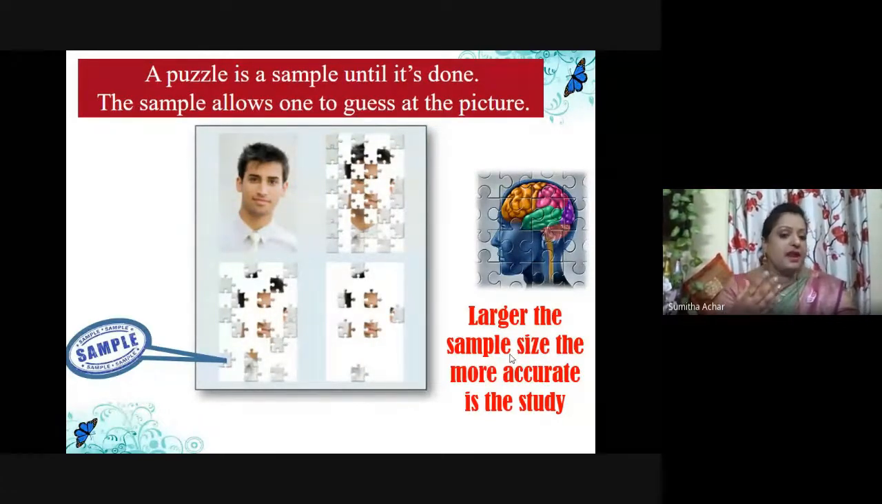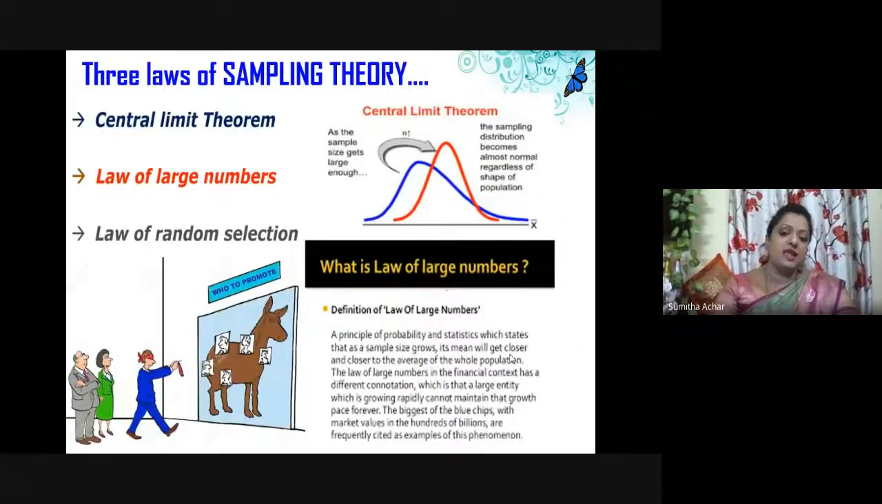Keep in mind, it's better to go for a sample study, but at the same time, you should look at the feasibility as well, right? To understand sampling theory, there are three important laws: the central limit theorem, the law of large numbers, and the law of random selection. If you look at statistics books, it takes ages to understand this concept, but let me put it in a very simple way.